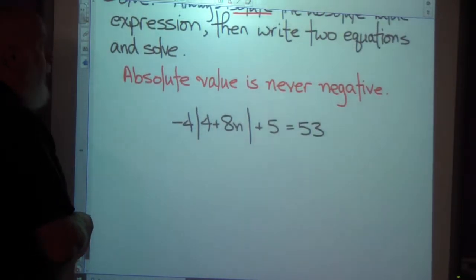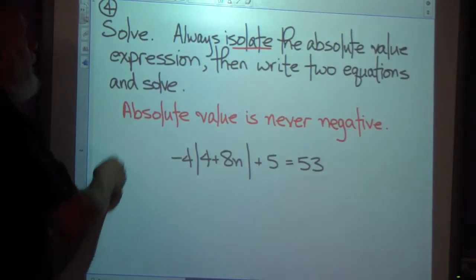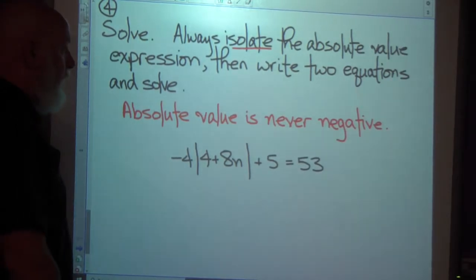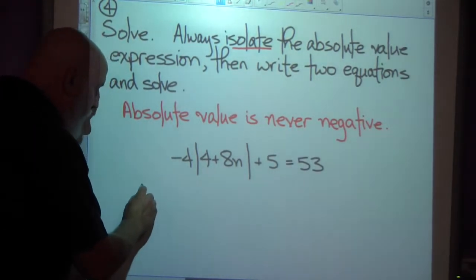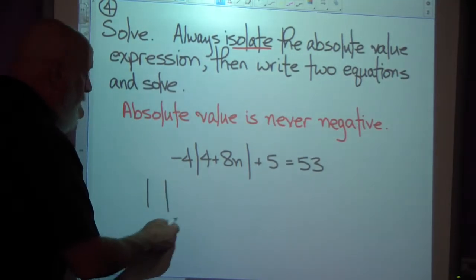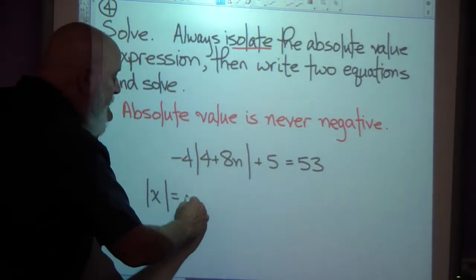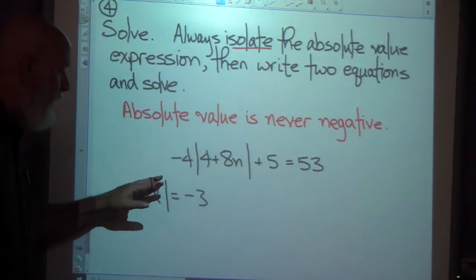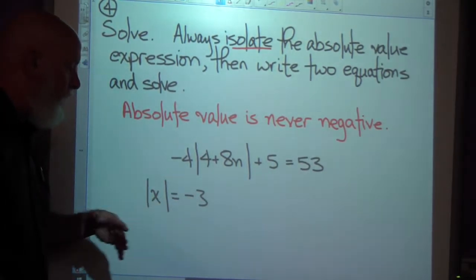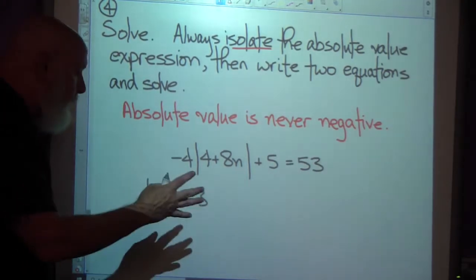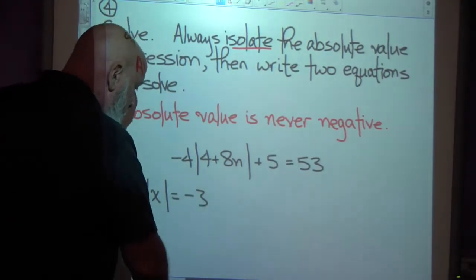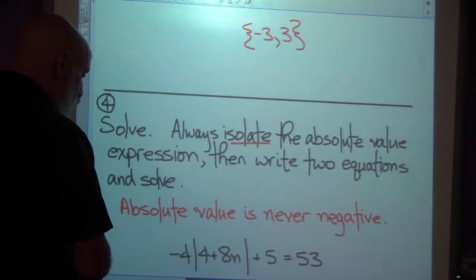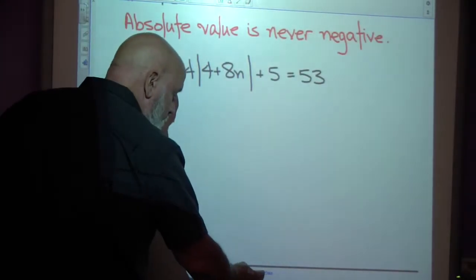And here is the fourth kind. Solve, always isolate the absolute value expression, then write two equations and solve. Remember, if you take the absolute value of something, like this, the absolute value of x, and say it's going to be negative, that'll never happen. There's no number that you can plug in here for x such that if you take the absolute value of it, you'll get a negative value. It won't happen. So if you run into that, you can stop working right there and just say, well, there's no solution. Here's what it might look like. I think that this one is going to give us that situation.